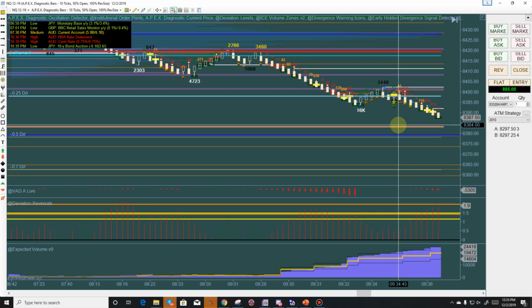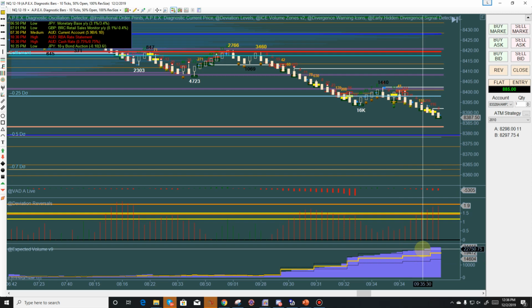Now, one of the biggest things I want you to notice is look at this yellow line. This is expected volume, and this blue is actual volume. So how much volume is expected at that time versus how much we're getting. So we're getting a lot more volume than expected.